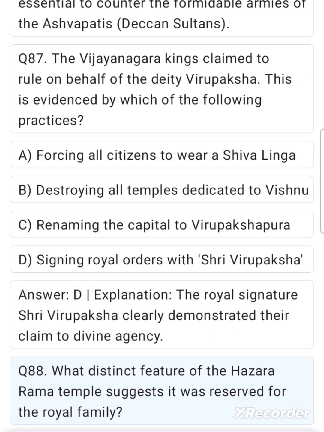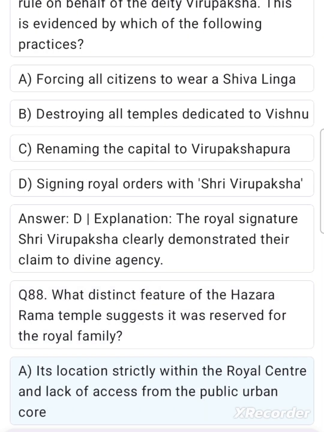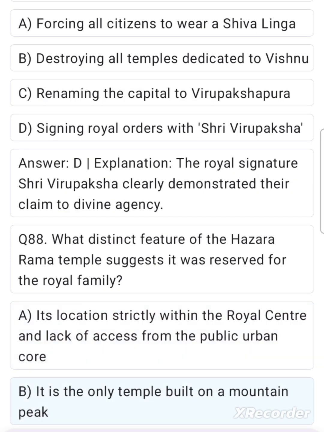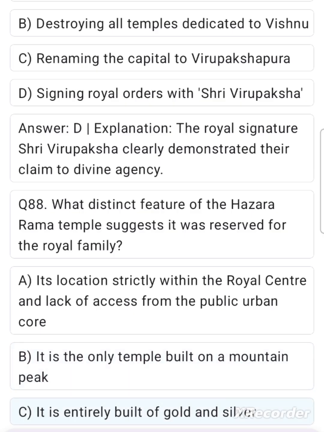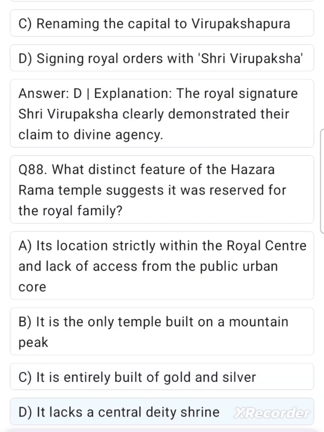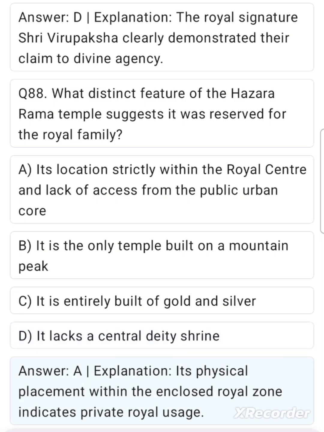Q88. What distinct feature of the Hazara Rama temple suggests it was reserved for the royal family? A. Its location strictly within the royal center and lack of access from the public urban core. B. It is the only temple built on a mountain peak. C. It is entirely built of gold and silver. D. It lacks a central deity shrine. Answer. A. Explanation. Its physical placement within the enclosed royal zone indicates private royal usage.